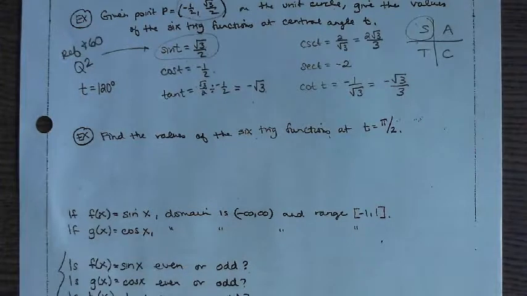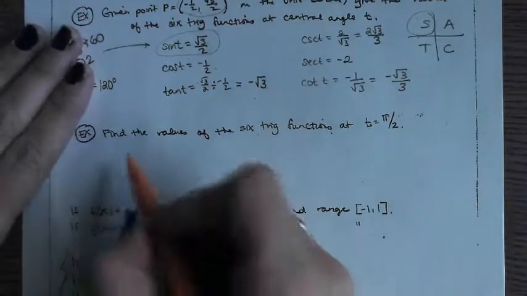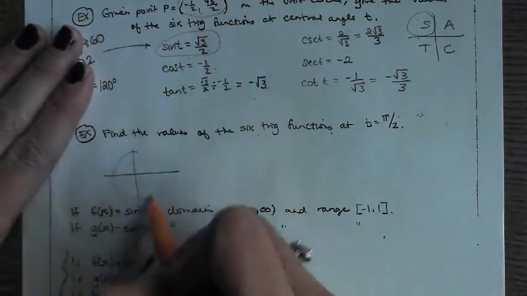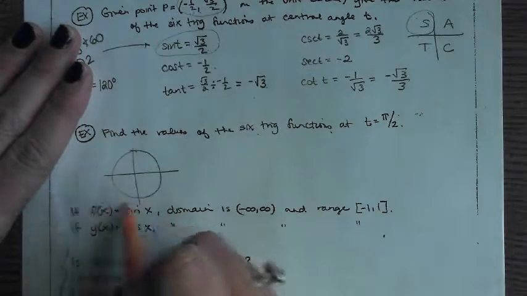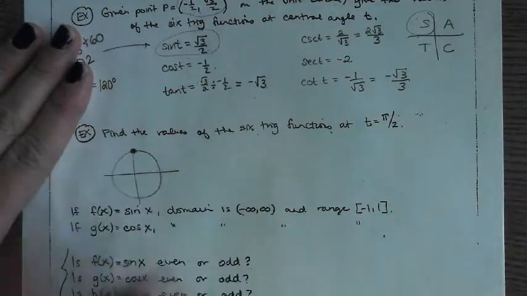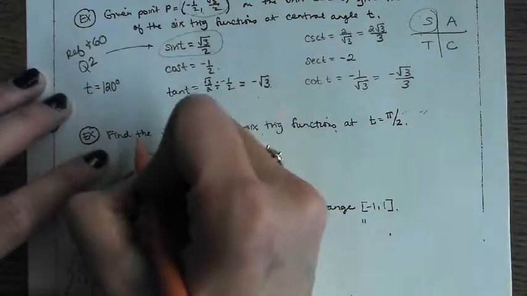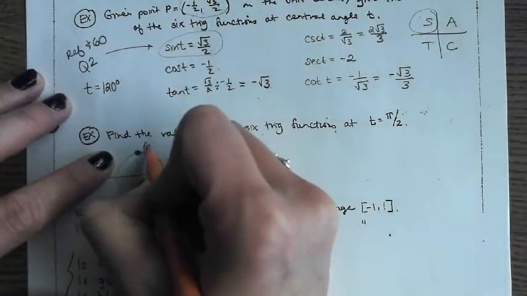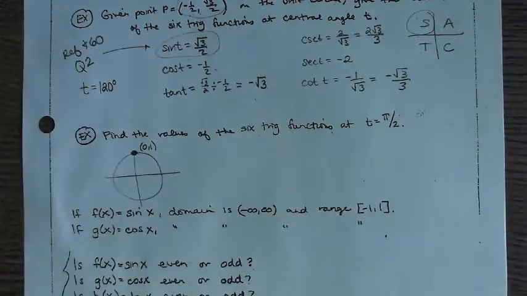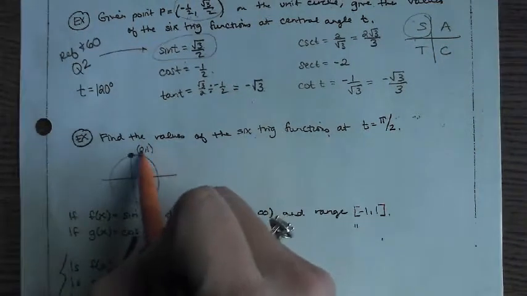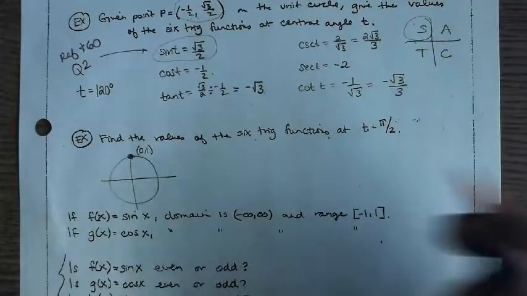So on this next one, find the value of the 6 trig functions at pi over 2. The book doesn't think you know your values, so let's pretend like you don't. Just based on the location of pi over 2 on the unit circle, which is right here, what are the coordinates of that? 0, 1. So based on those coordinates and what we just talked about with this being the cosine and that being the sine, find your 6 trig values.